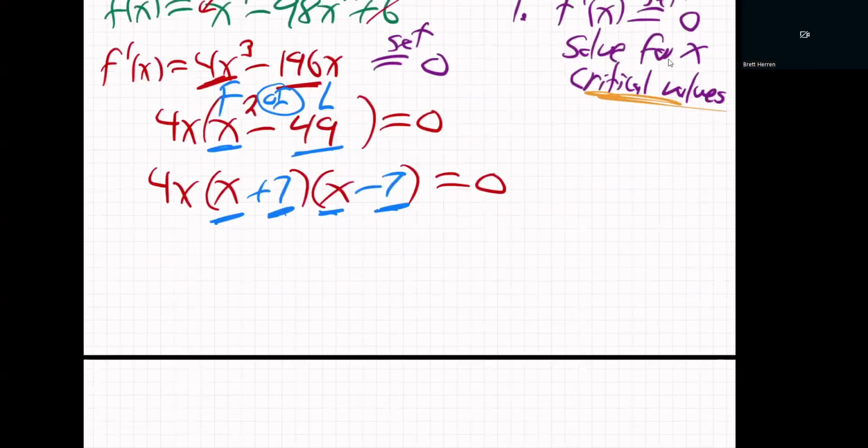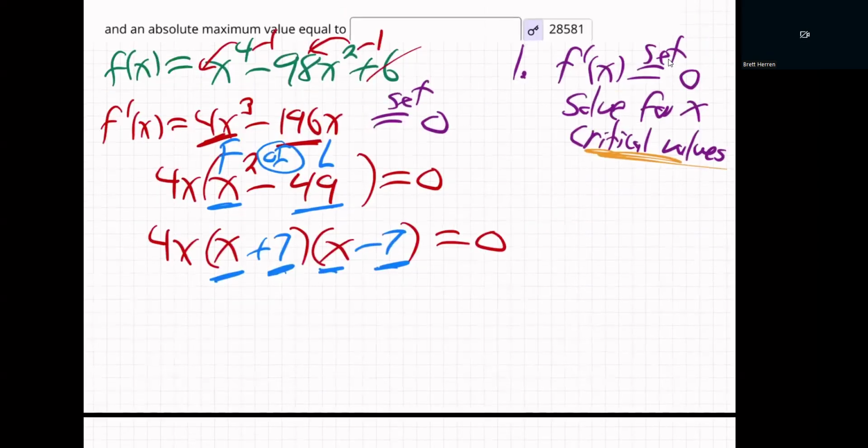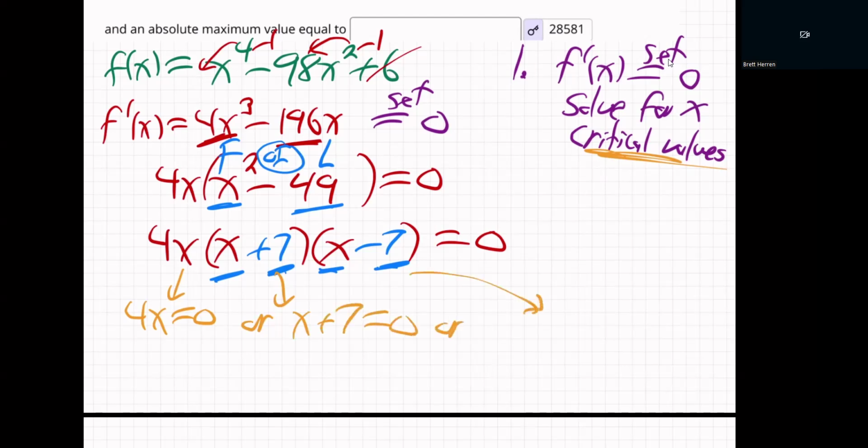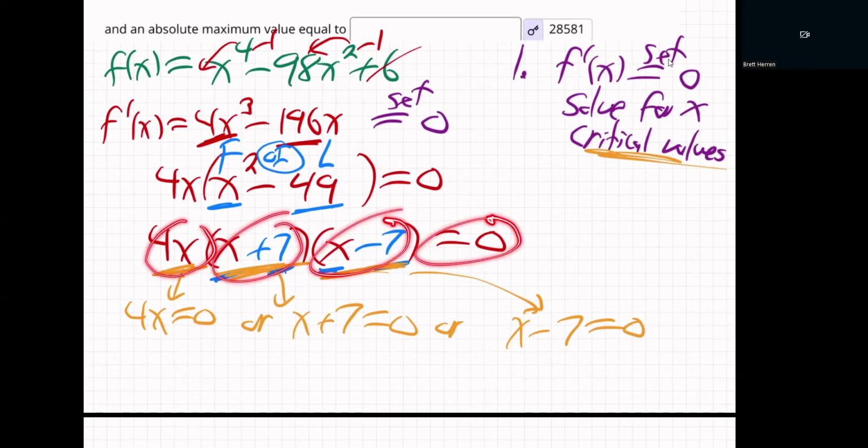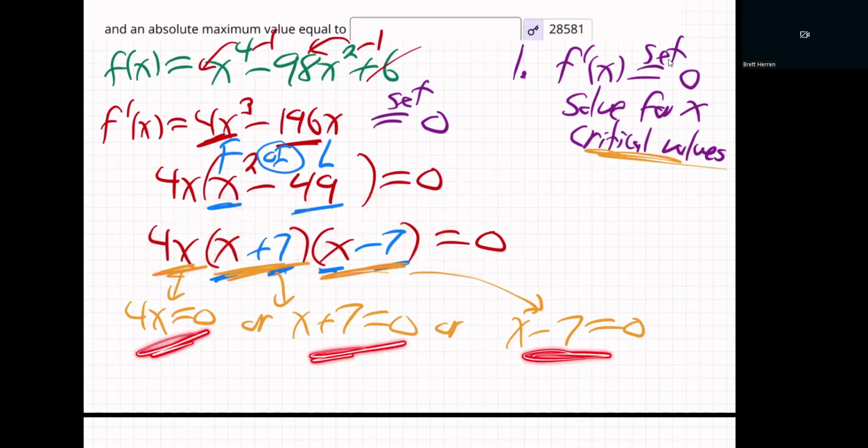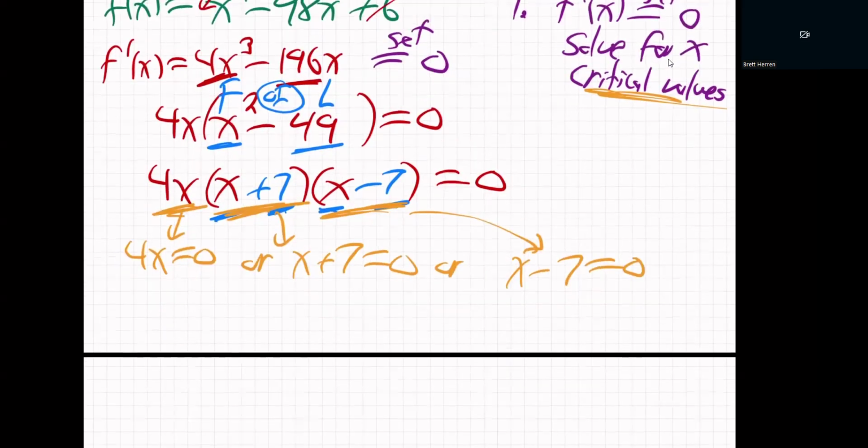Let's set each part equal to 0. Each part that has an x: 4x is 0, or x plus 7 is 0, or x minus 7 is 0, right? Every part that has an x can vary, so any of them can be 0. If you have three things multiplying to be 0 and they all have an x in them, then they all could possibly make it 0. If any one of them is 0, when you multiply all three together, it'll be 0. So the first one could be 0, or the second one, or the third one, and they'll all multiply to be 0. So solve each of those.